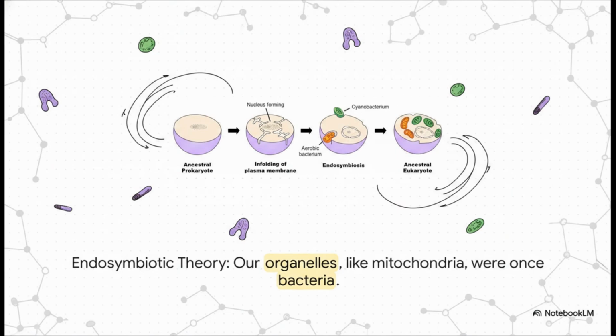Okay, but before we wrap up, I have to leave you with one last idea that is just, well, it's mind-bending. It's called the endosymbiotic theory. It proposes that some of the most important parts of our own cells, like those powerhouse mitochondria, weren't always ours. They were actually their own separate, free-living bacteria that billions of years ago got swallowed up by a bigger cell, but instead of being digested, they just stayed.